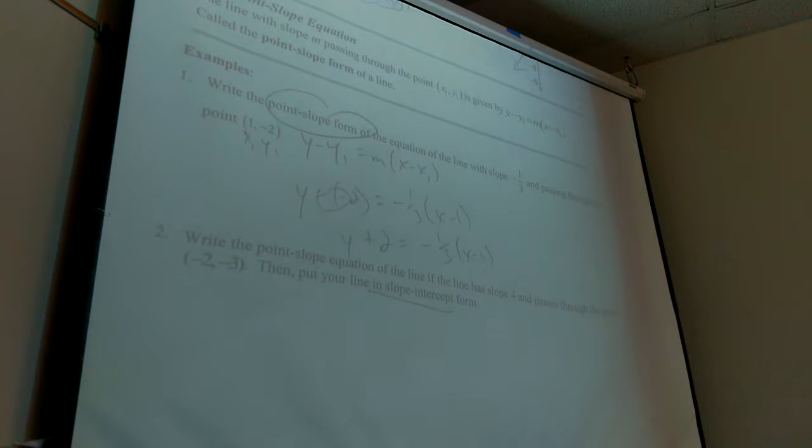So you remember slope-intercept form, which is the only other form we know for a line. What's the final form?